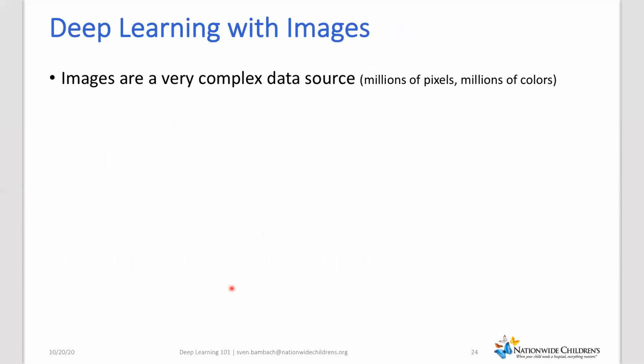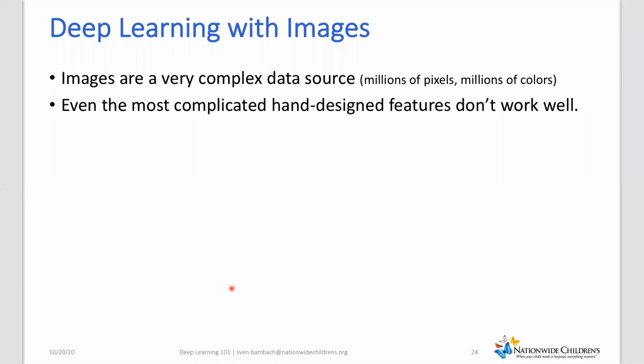So you just kind of have to believe me that an image is an incredibly complex data source. Just think about it real quick, right? An image usually has millions of pixels. Even a tiny image doesn't have to be that big of a resolution to already have a million pixels, right? Each pixel can potentially have tens of millions of colors, right? So there's just an incredible variety of things that can be captured in an image, right? It's a very complex data source.